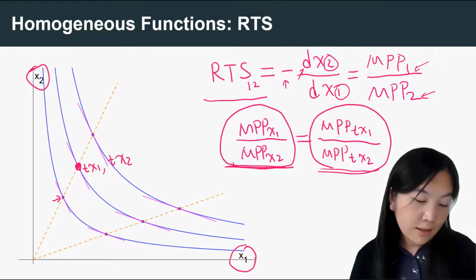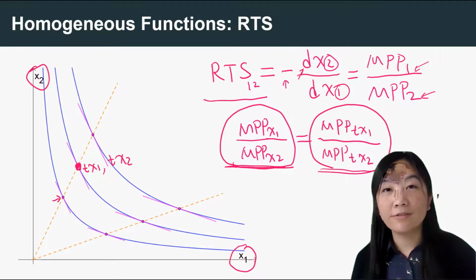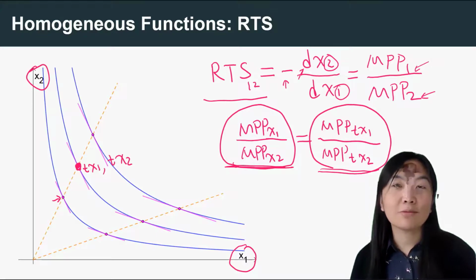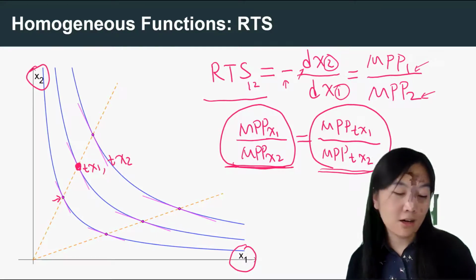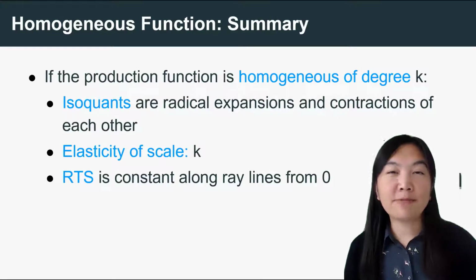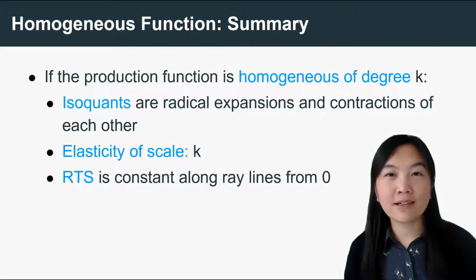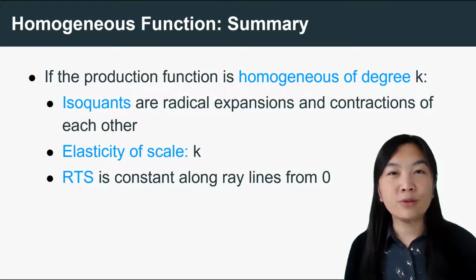So that is another nice property of homogeneous functions. Later on, this constant RTS will have implications for cost minimization. Let's have a quick summary of the three nice properties of homogeneous functions. Again, I do apologize for the math there, and I want to emphasize again, those are not required for this course. It's only for those of you who are interested. However, you do need to know these three properties listed here about homogeneous functions.